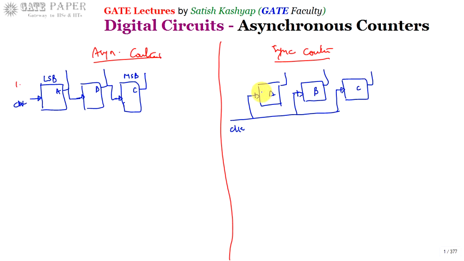You cannot identify which is LSB or which is MSB until it is specified in the problem. So generally we assume that in case of synchronous counters the left hand side is MSB and the right hand side is LSB. Otherwise, based on the given problem, it will be mentioned which is used as MSB and which is used as LSB. So this is the first difference, regarding the clock.